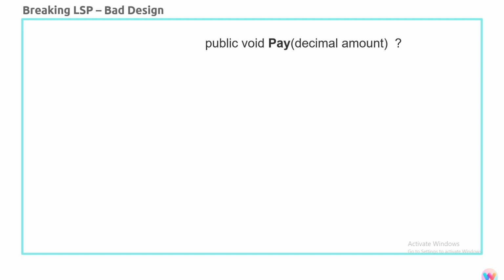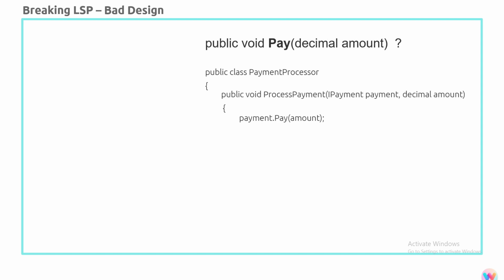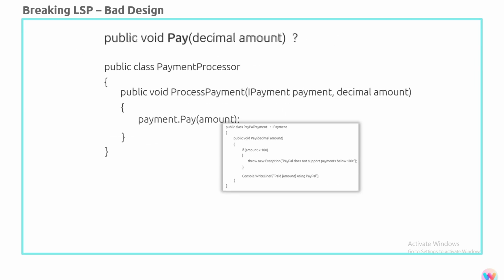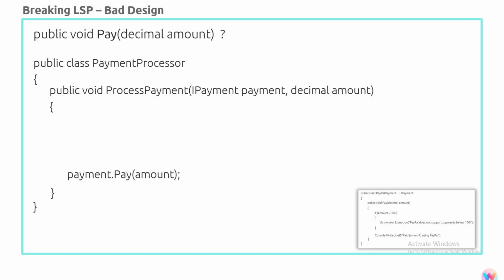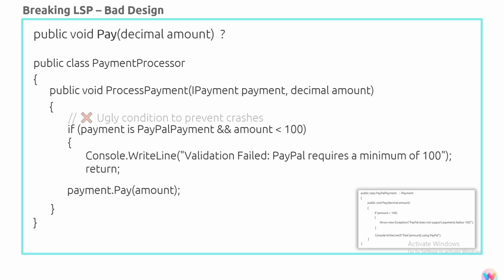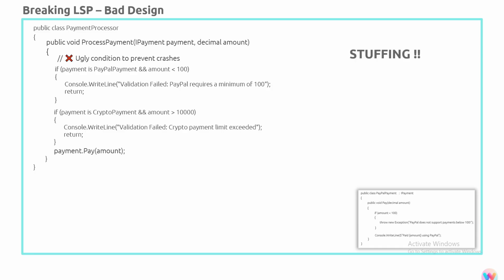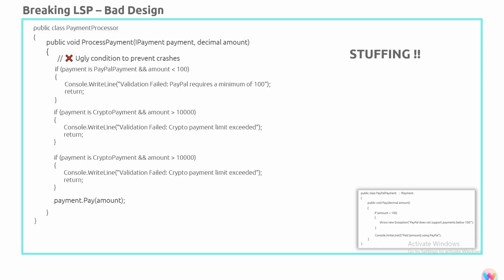Most likely, you do have a class like this. Now, let's say your PayPal payment class looks like this. This means you are now forced to add special handling in your payment processor class, right? Let me make those changes and show you. This kind of code starts out looking fine, but as new types are added, we keep stuffing these special cases into the processor. It's no longer open for extension, it's just open for chaos.